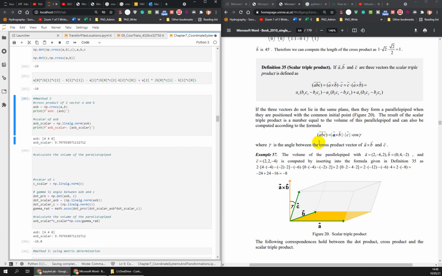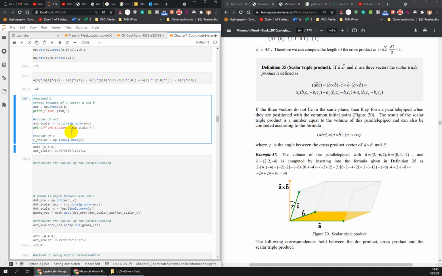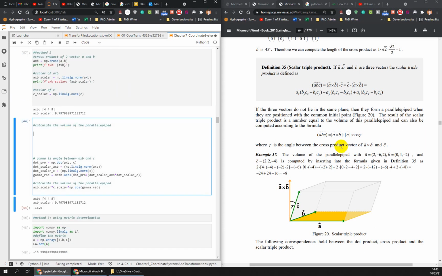Then we need to determine the magnitude of C. So here is the magnitude of C. Then we need to determine the angle between AB and C. This is the angle between the cross product of A and B and C. So it can be determined this way.